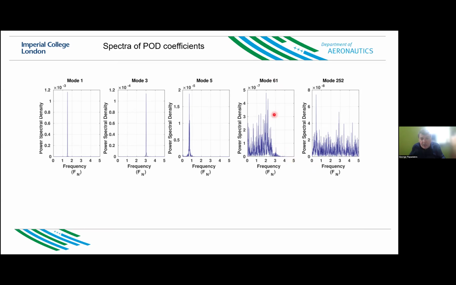So here for mode 61, I get up until 2.5. Then if I increase further the mode number, I get to 252. So as I increase mode number, I get smaller and smaller structures, and these smaller and smaller structures fill up the frequency spectrum, and as I said, eventually I get to something which very closely resembles homogeneous isotropic turbulence.